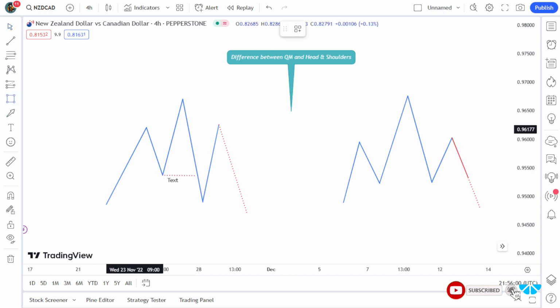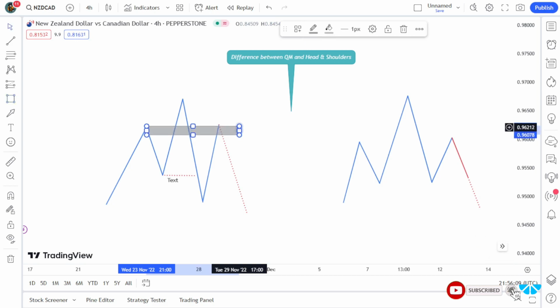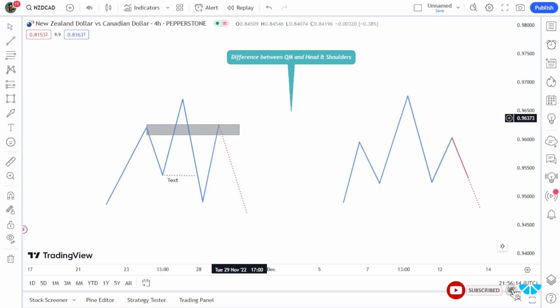And one important aspect is the entry point, which is always at the valley. If we are buying, it's going to be at the right valley, while if you are selling, it's going to be at the left valley.